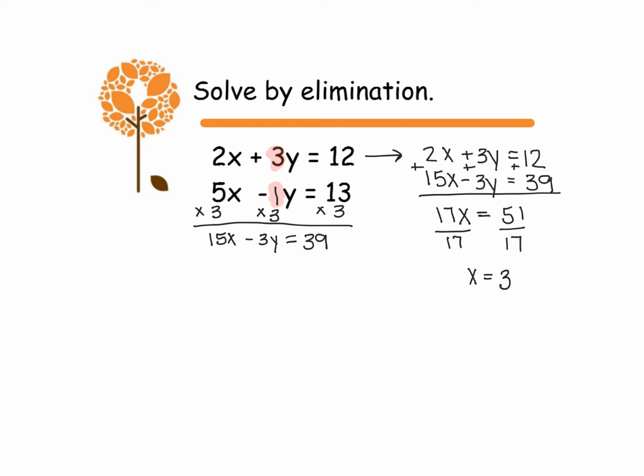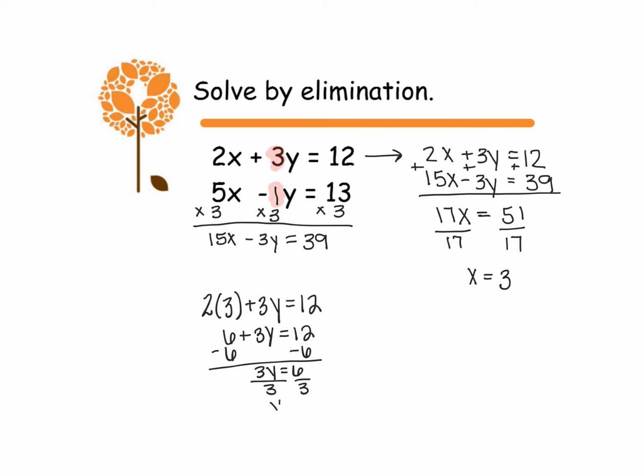And then I need to take that 3 and plug it into one of the original equations. So I'm going to choose the top one. So I have 2 times 3 plus 3y equals 12. 2 times 3 is 6, plus 3y equals 12. If I subtract 6 from both sides, I get 3y equals 6. And when I divide by 3, I get that y equals 2. So the solution to this equation is 3, 2.